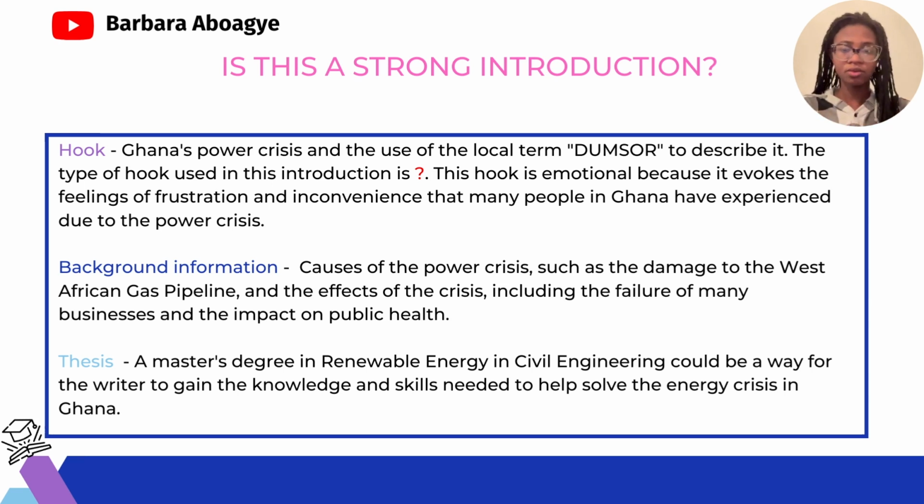The background information includes the causes of the power crisis, such as the damage to the West African gas pipeline, and the effects of the crisis on the people, including the failure of many businesses and people getting malaria. And the thesis was straight to the point: it is the candidate's desire to pursue a master's degree in renewable energy, so that this would serve as a way for me to gain the knowledge and skills needed to help solve the energy crisis in Ghana. So you could see the hook, you could see the background information, and you could see the thesis.